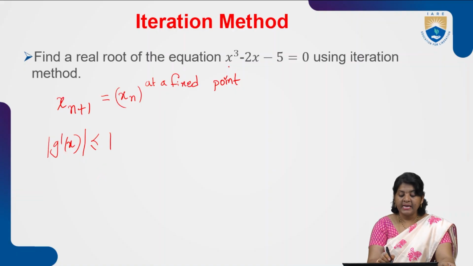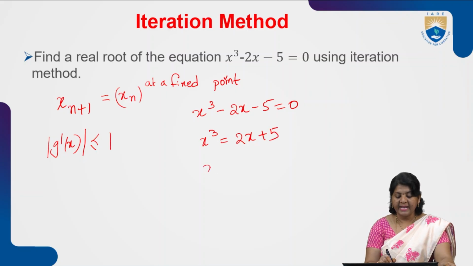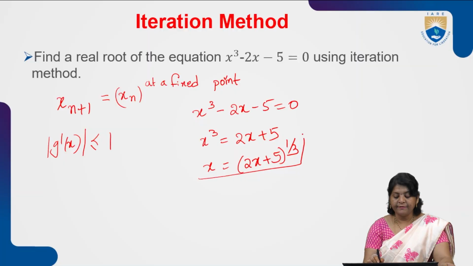The given function is x cube minus 2x minus 5 equals 0. Initially, g dash of x should be less than or equal to 1. So x cube is equal to 2x plus 5, and x is equal to (2x plus 5) whole power 1 by 3. This is the function which we rearranged from the given equation.